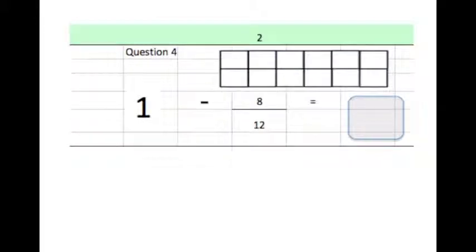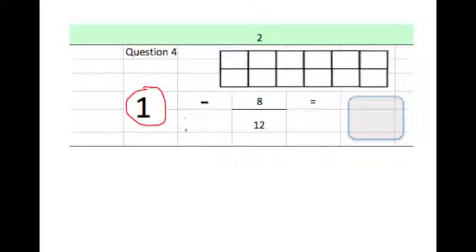Question 4. And question 4 is a fraction question. To help us, we've been given a rectangle that's been cut into 1, 2, 3, 4, 5, 6, 7, 8, 9, 10, 11, 12 pieces. We're dealing with twelfths. Now our first difficulty is with the number 1. We can't take 8 twelfths away from 1 without first thinking about how many twelfths a whole one would be.